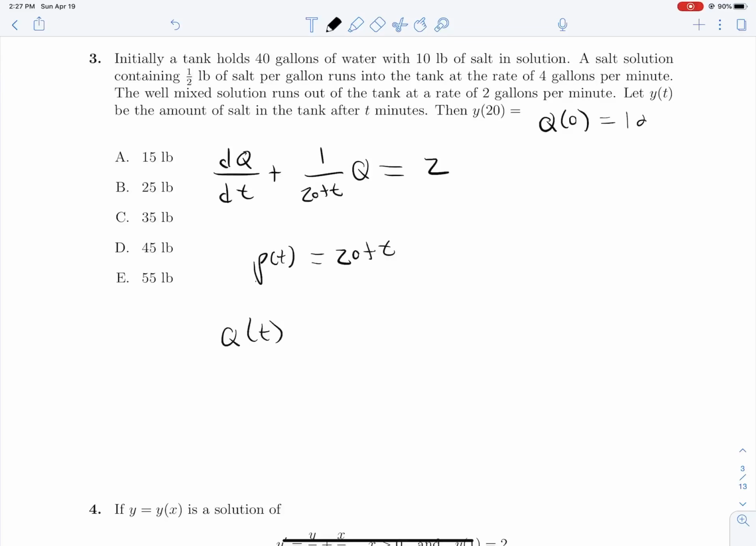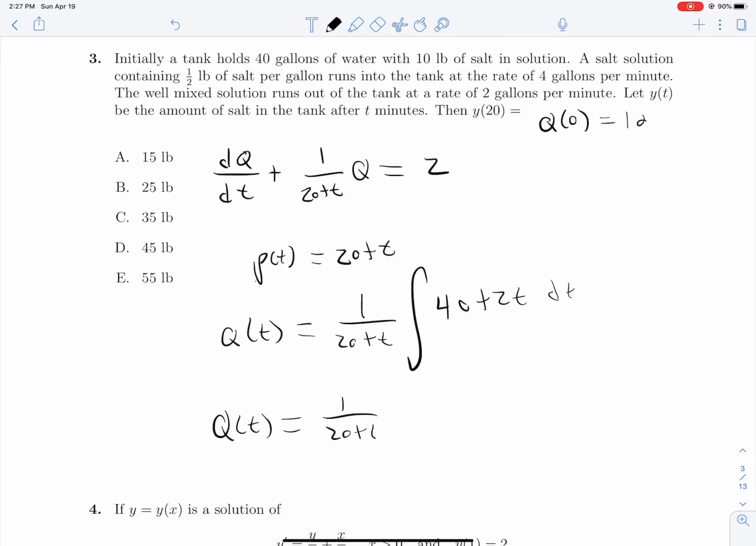So then q of t. Oh, yeah, having the q overlap with what we're calling q of t over here is maybe why they're using y, but we're going to ignore that. So our amount of salt in our tank as a function of time is equal to 1 over p of t times the integral of p of t times this right-hand side here. So we get 40 plus 2t dt, and so q of t is equal to 1 over 20 plus t multiplied by 20t plus t squared plus c.